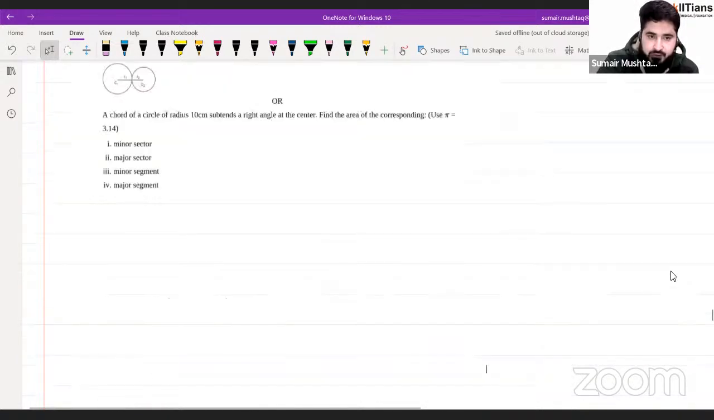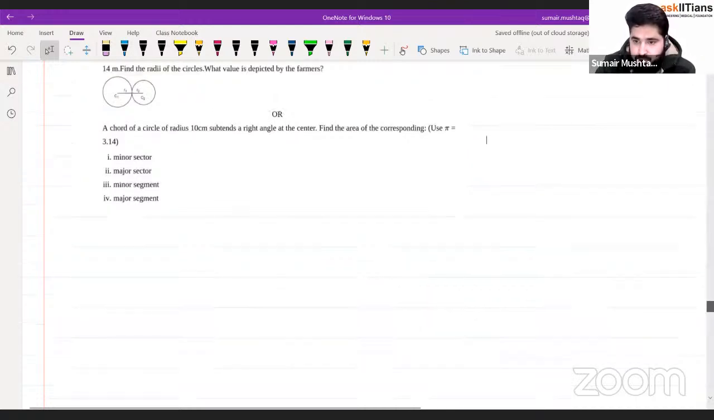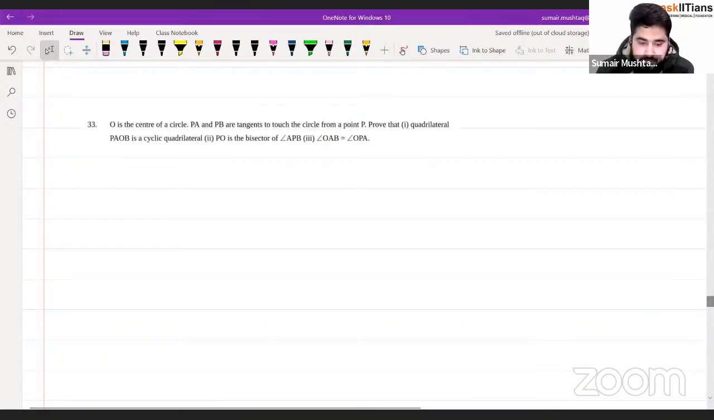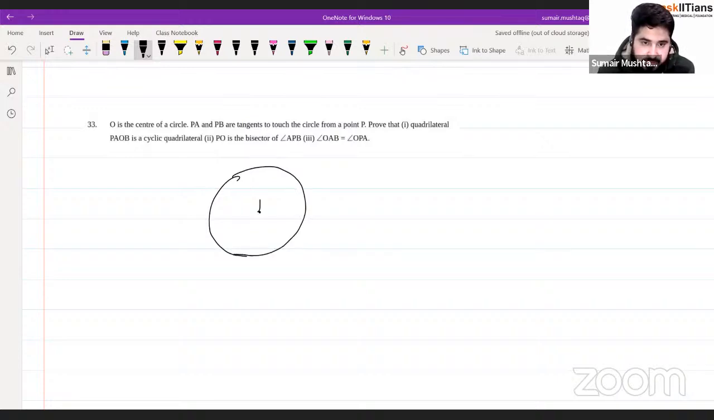See, one more question you have. You have to get a circle with the center O. Okay, this is a circle with the center O. This is a tangent from the external point. Obviously, these two tangents will be equal, right? This is 90 degrees, this will also be 90 degrees.